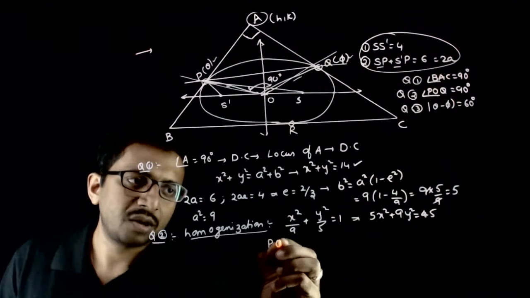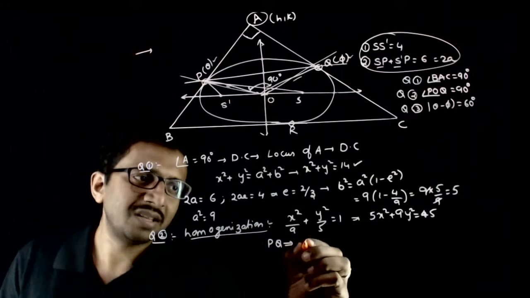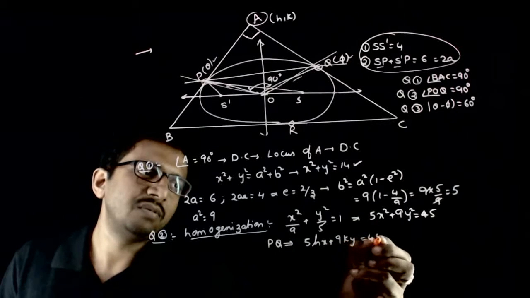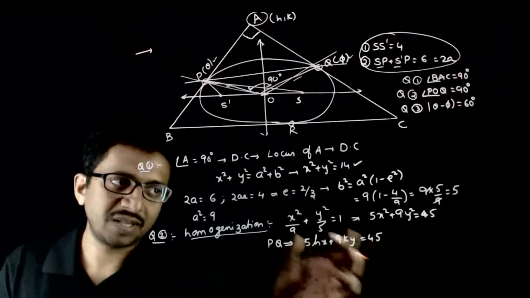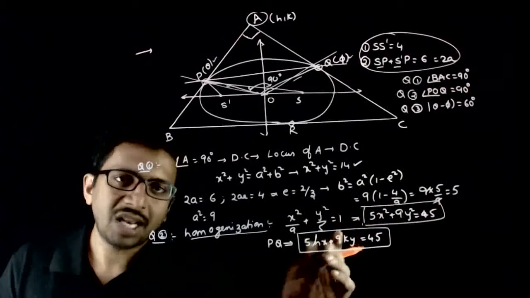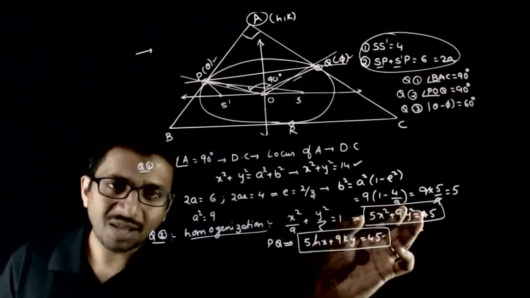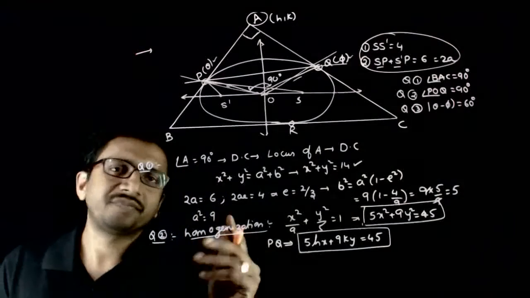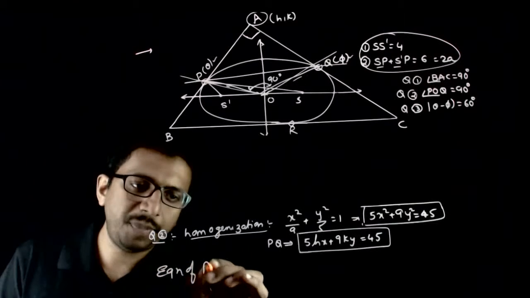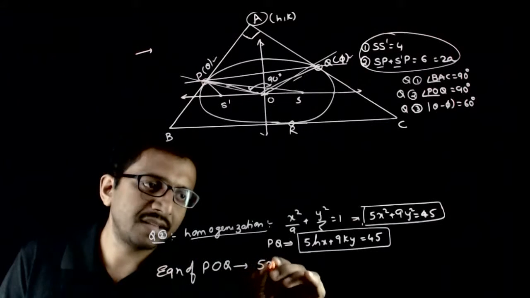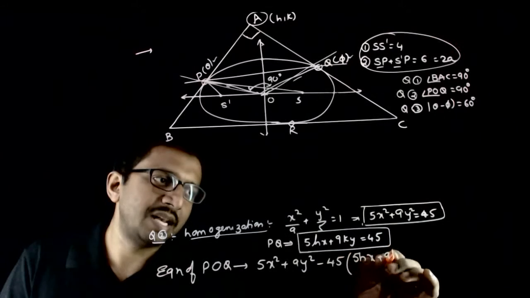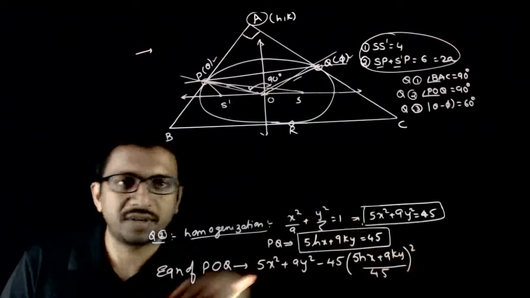Now what is the equation of the chord of contact PQ? T is equal to 0, that is 5x square becomes hx, so 5hx plus 9ky is equal to 45. So PQ is 5hx plus 9ky is equal to 45, and this is the equation of the ellipse. Now I just need to homogenize this ellipse with respect to this. So how do we homogenize this? The equation of the pair of lines POQ is nothing but 5x square plus 9y square minus 45 times (5hx plus 9ky by 45) whole square is equal to 0.